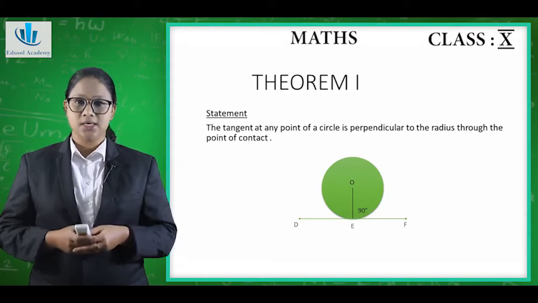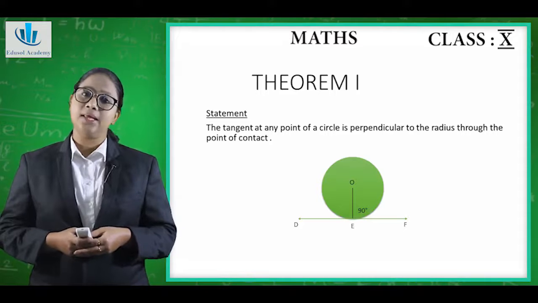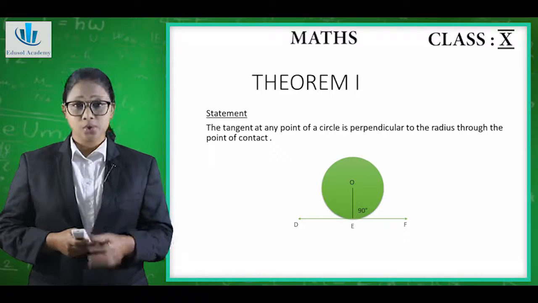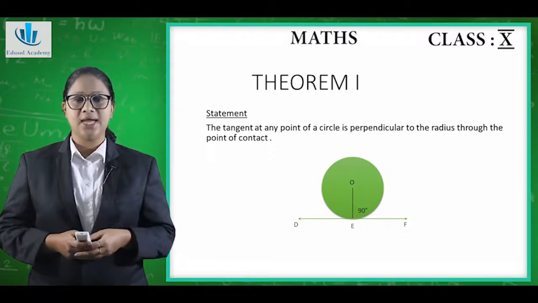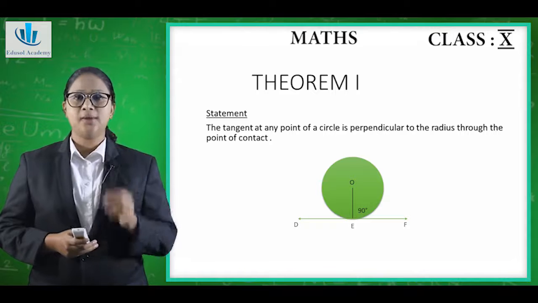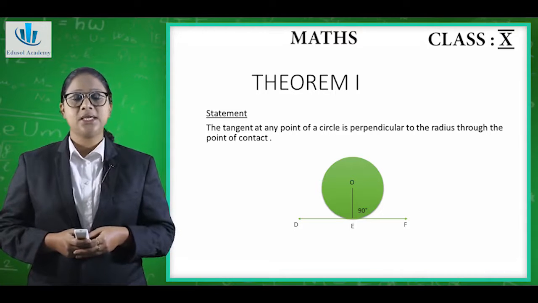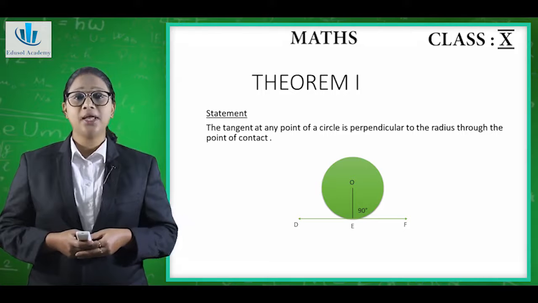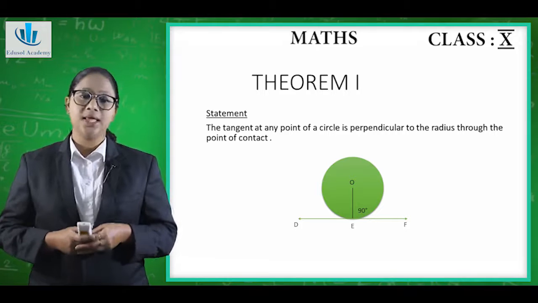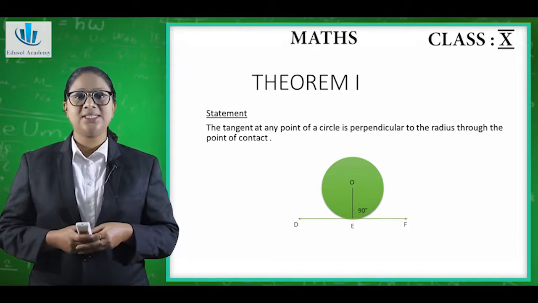We can see a circle with center O and a radius OE. We can see that through E, as in with E as the point of contact, a tangent DF is passing. As per Theorem 1, the tangent at the point E, that is tangent DF, is perpendicular to the radius OE through the point of contact, that is E.